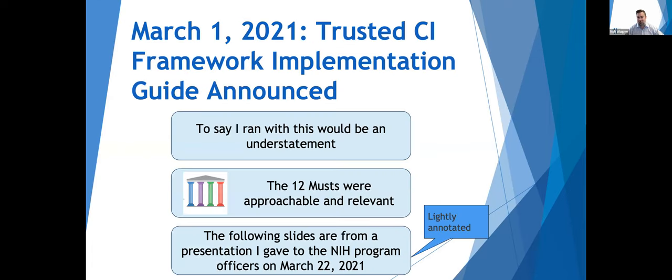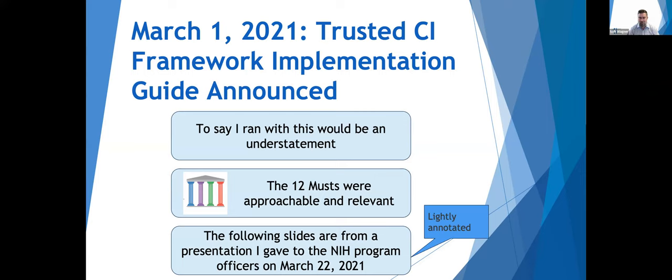March 1st, the framework implementation guide was announced. I'm still trying to figure out if I was aware of the framework beforehand, but I definitely remember Von Welch's email coming out on March 1st saying, hey, here is a guide. Here is something that can get you started. And so as the slide bluntly says, I ran with this, absolutely.